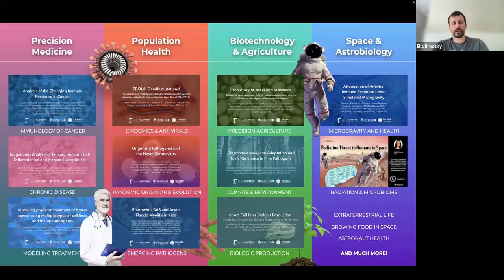Now, beyond biomedical research, we do have these projects organized according to different types of areas of interest, which include precision medicine, population health, biotechnology and agriculture, and then space and astrobiology, another interesting and exciting topic where a lot of publicly available data sets is starting to be made accessible through NASA and other collaborators that the agency has.